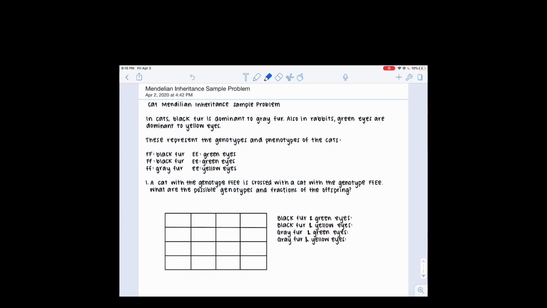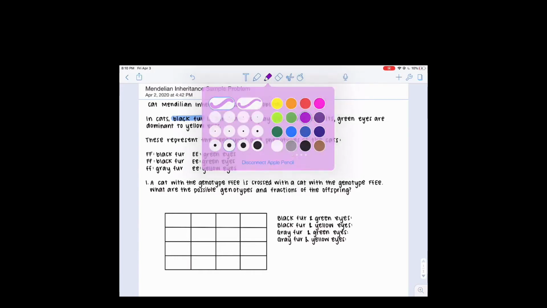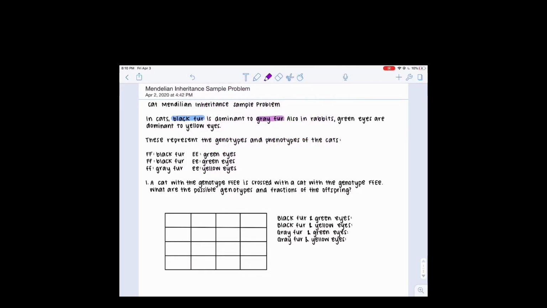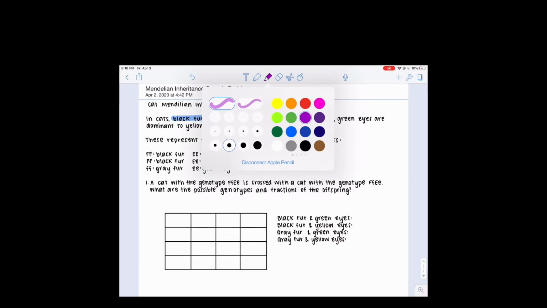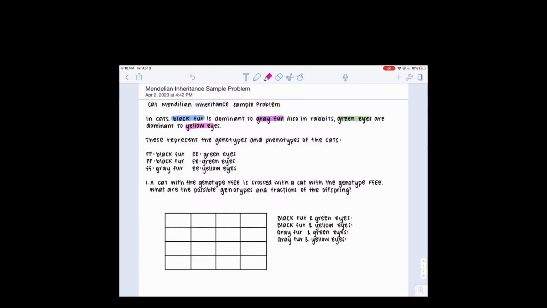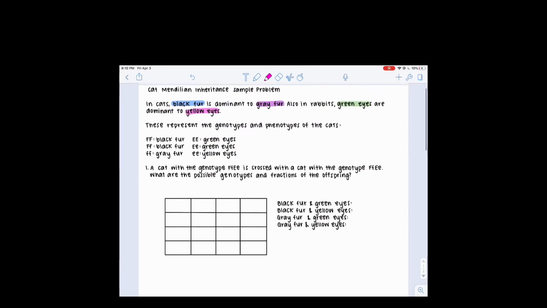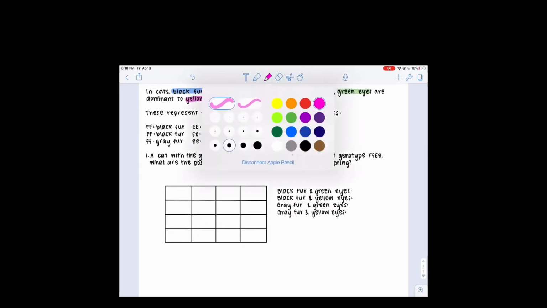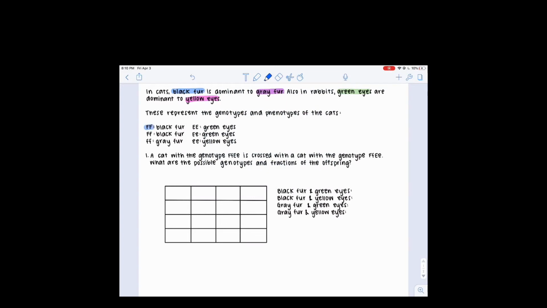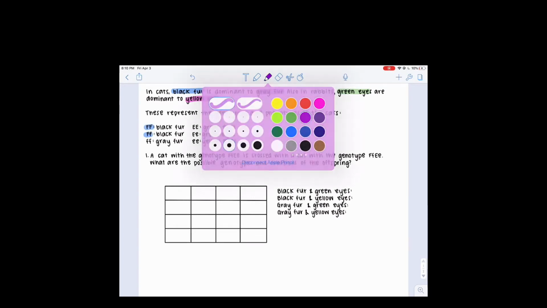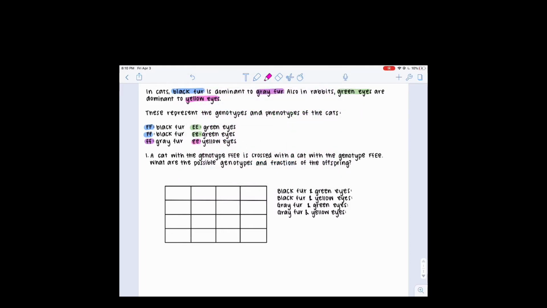Cat Mendelian inheritance sample problem. In cats, black fur is dominant to gray fur. Also in cats, green eyes are dominant to yellow eyes. These represent the genotypes and phenotypes of the cats. So we're going to be using blue for the black fur, purple for the gray fur, green for the green eyes, and pink for the yellow eyes.